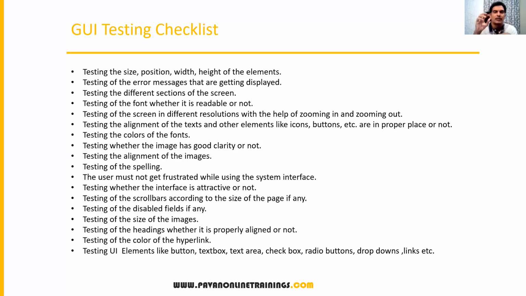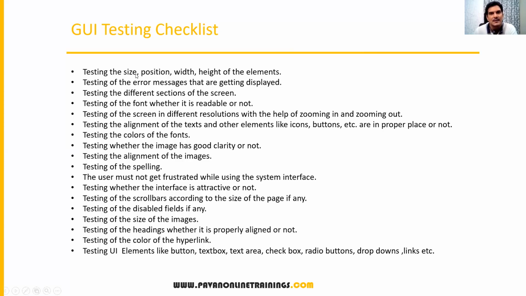Because if the application is more attractive, then only the users will be attracted to the application, and it should have a good number of colors, a good font, and good images, and the images should have very good clarity. Very clear images should be there. So our main focus is on the UI of the application. So let us see what exactly we do in the GUI testing checklist.